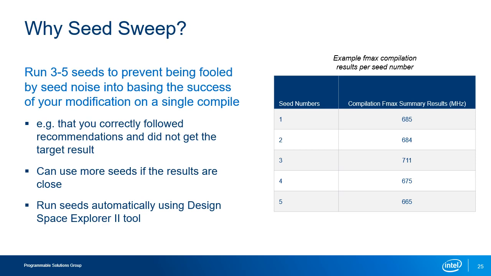You can run the various seeds by changing the seed value in the Quartus Prime settings dialog box, or even easier, run them automatically using the Design Space Explorer 2 tool. Here on this slide, we show the example results of a seed sweep on our test design. If a solitary compile had produced the results of seed number 3, then we might have assumed that the modification failed. But as you can see, running the seed sweep, we can confirm that multiple compile runs were able to meet the 741 MHz predicted by fast-forward compile.